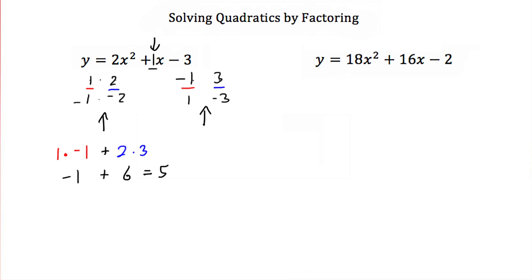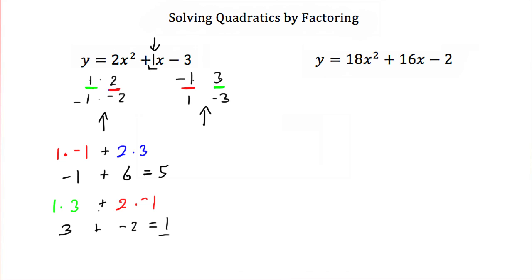So what if I take 1 times 3, and then we add that to 2 times negative 1. Well, 1 times 3 is 3, and we add that to 2 times negative 1, which is negative 2, and we'll get a positive 1. So that's what we were looking for. Here we're looking for a positive 1.